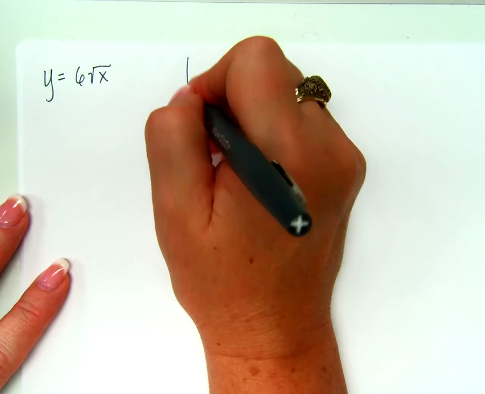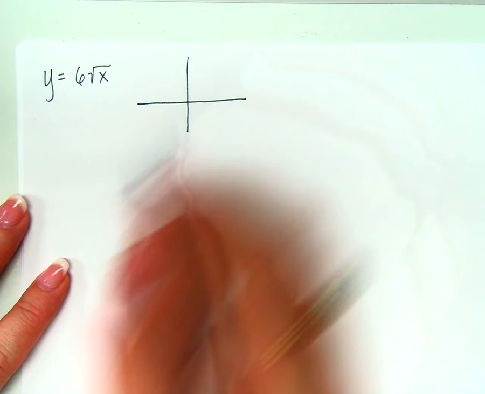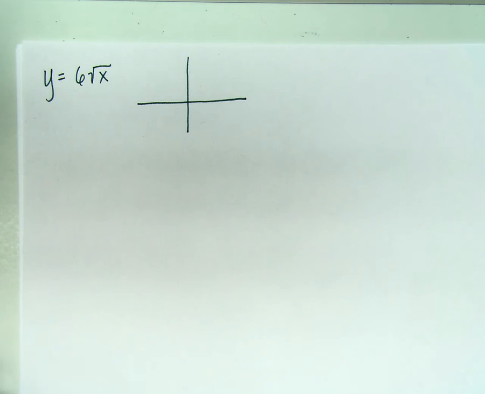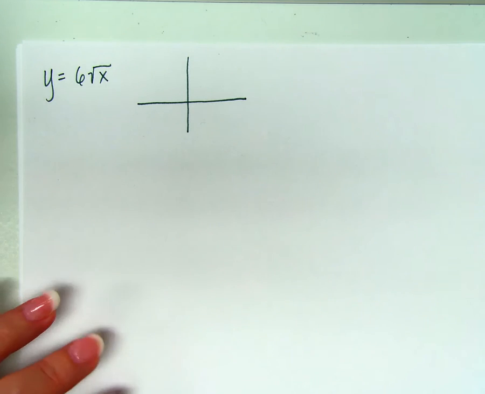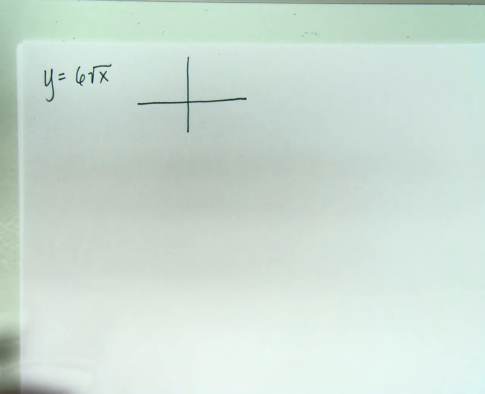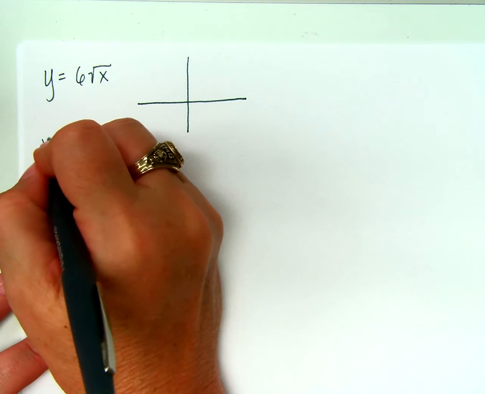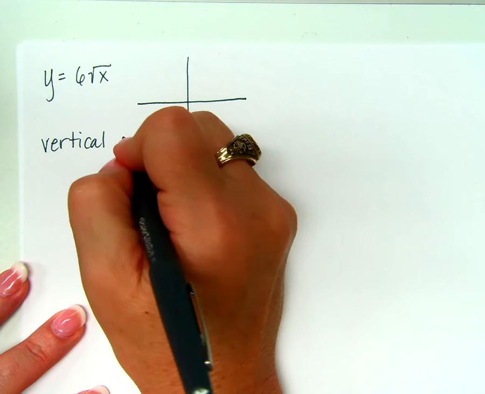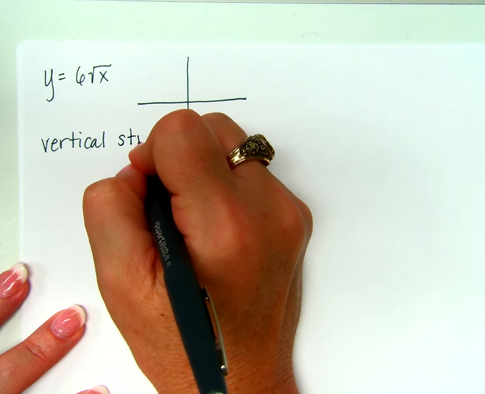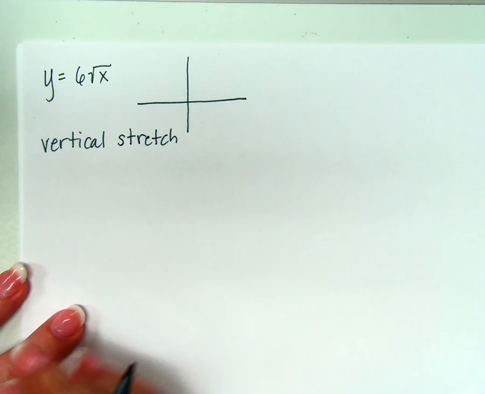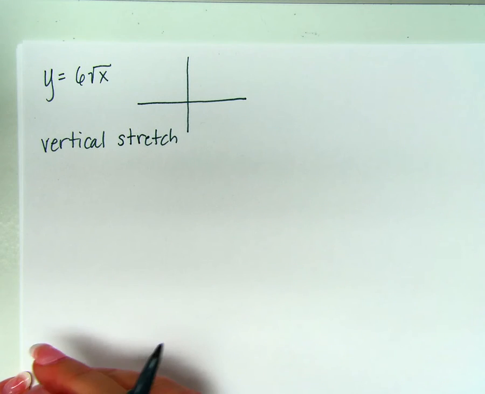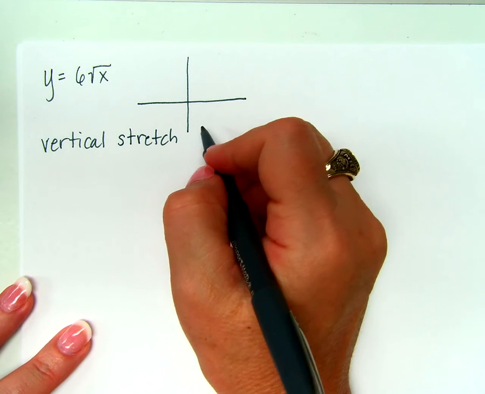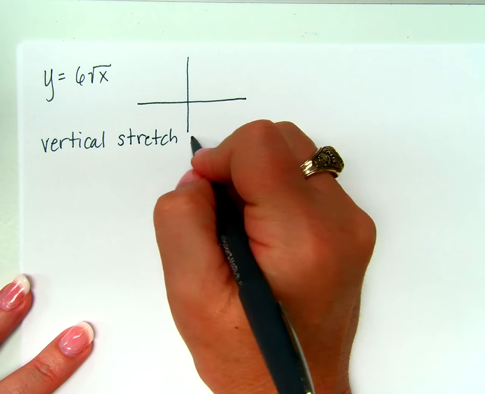So let's start here. First of all, where is this number? It's on the outside. If it's on the outside, what kind of change is it causing? A vertical change, right? So this is a vertical what? Why is it a stretch and not a shrink or compression? Because it's larger than 1. 6 is larger than 1, isn't it?